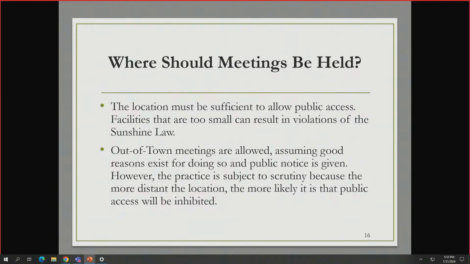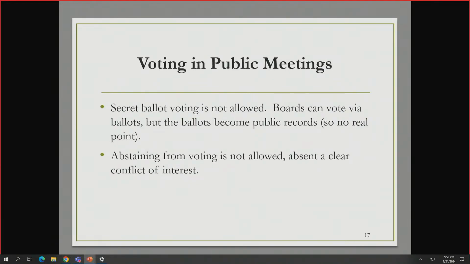Next slide, please. Okay, voting in public meetings. Secret ballot voting is not allowed. Boards can vote via ballots. Ballots become public records.